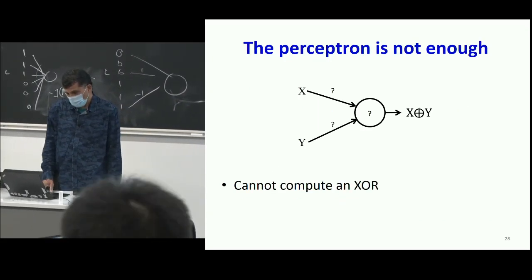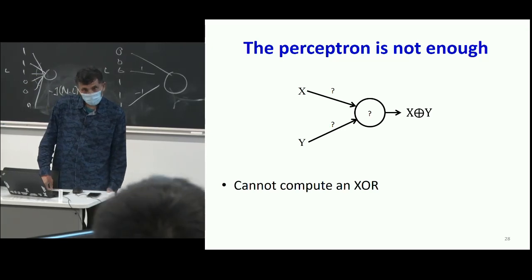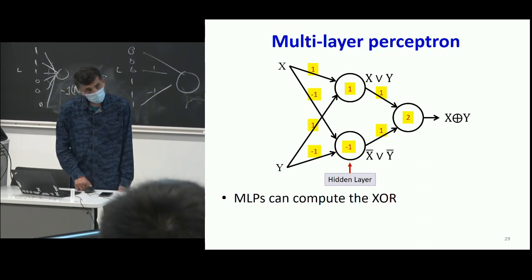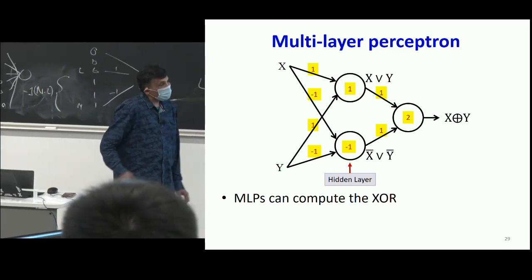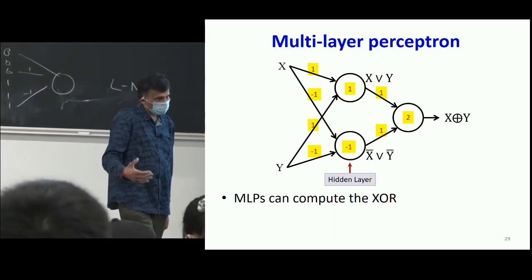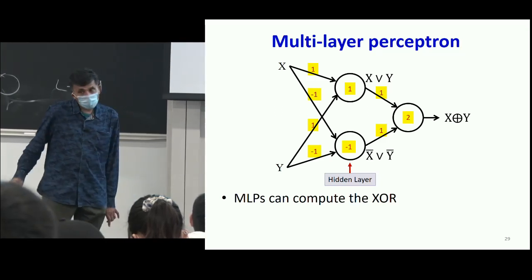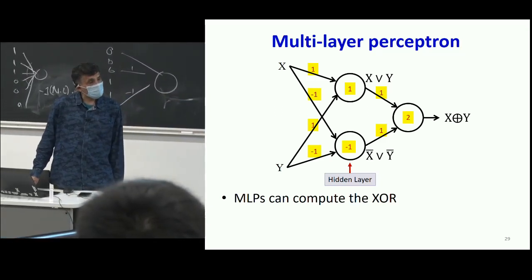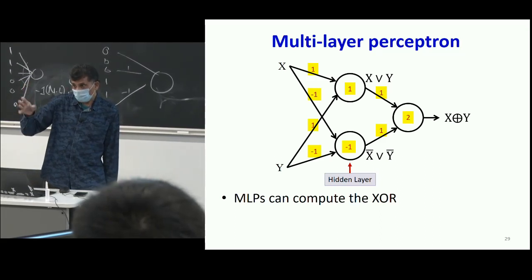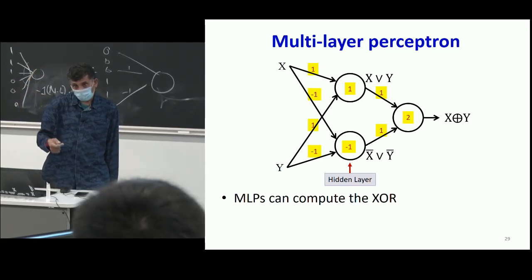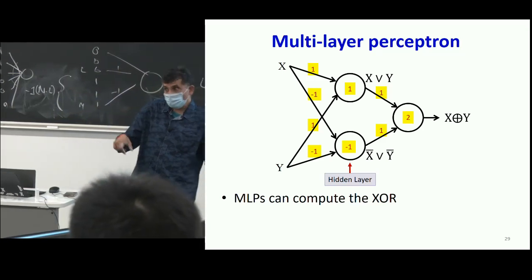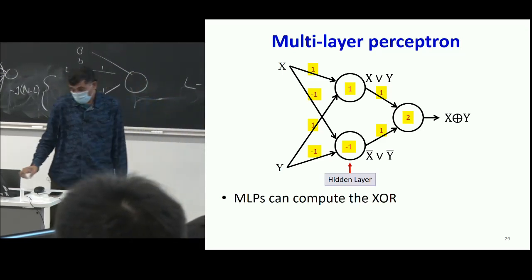But the reality is, one perceptron is not enough. You can't even do something as simple as an XOR. To do an XOR, we need a multi-layer perceptron, networks of perceptrons. We saw that a multi-layer perceptron can compute the XOR. It requires 3 neurons: 2 in the first layer compute X and not Y, and not X and Y, then you add the 2. But in fact, it turns out you can do it with only 2 neurons.